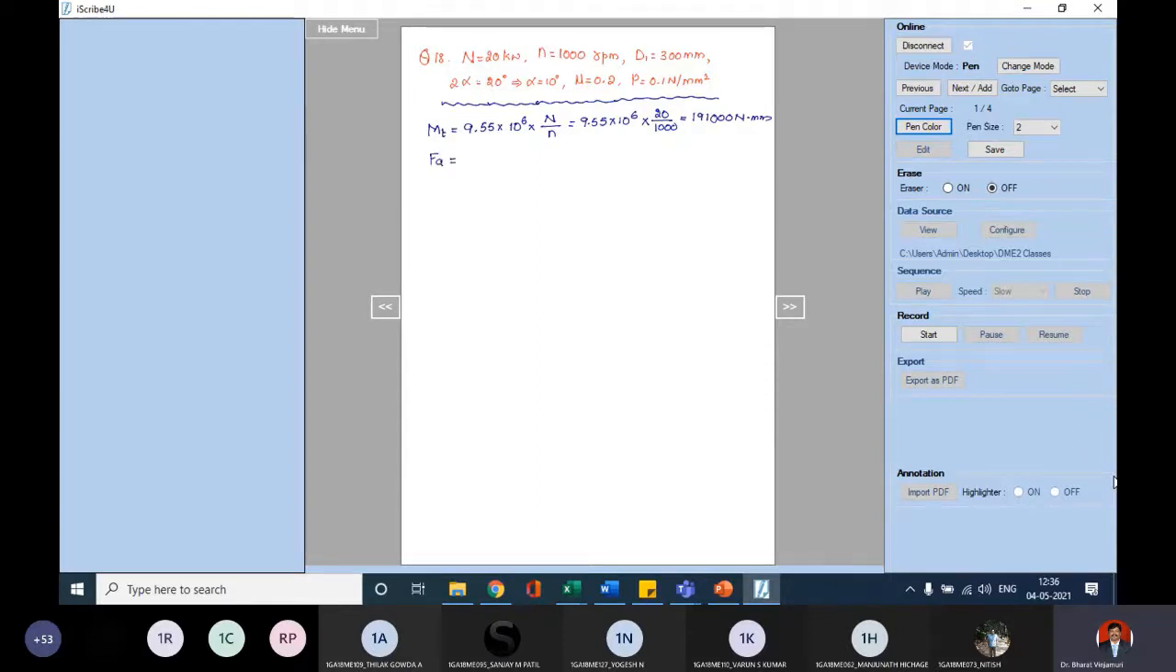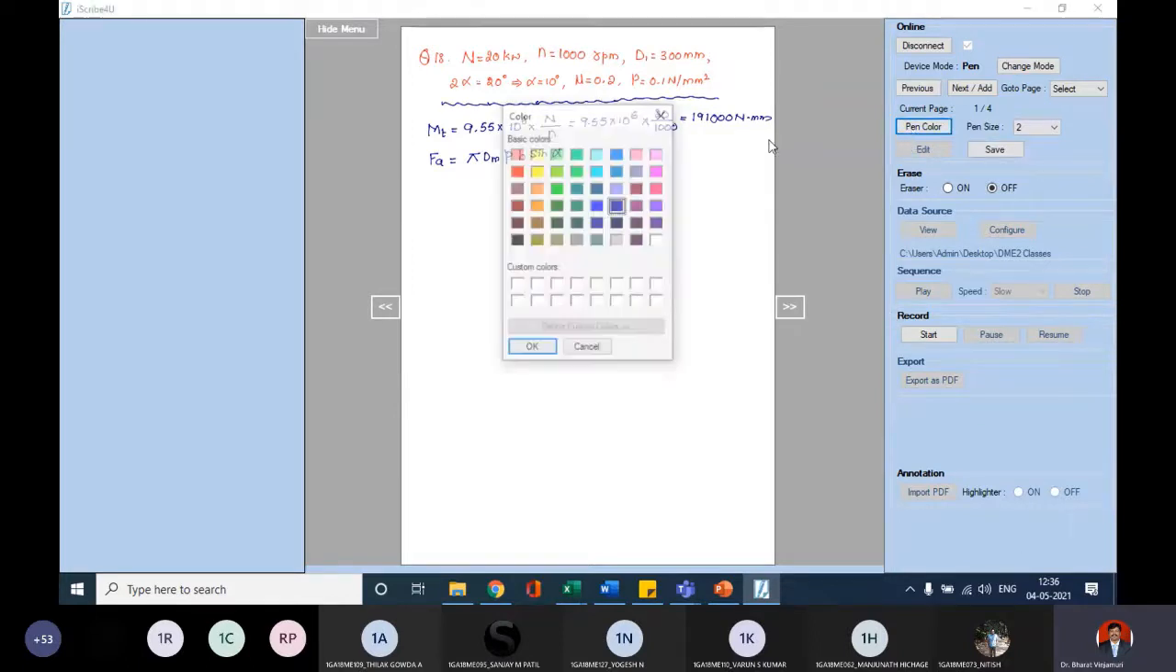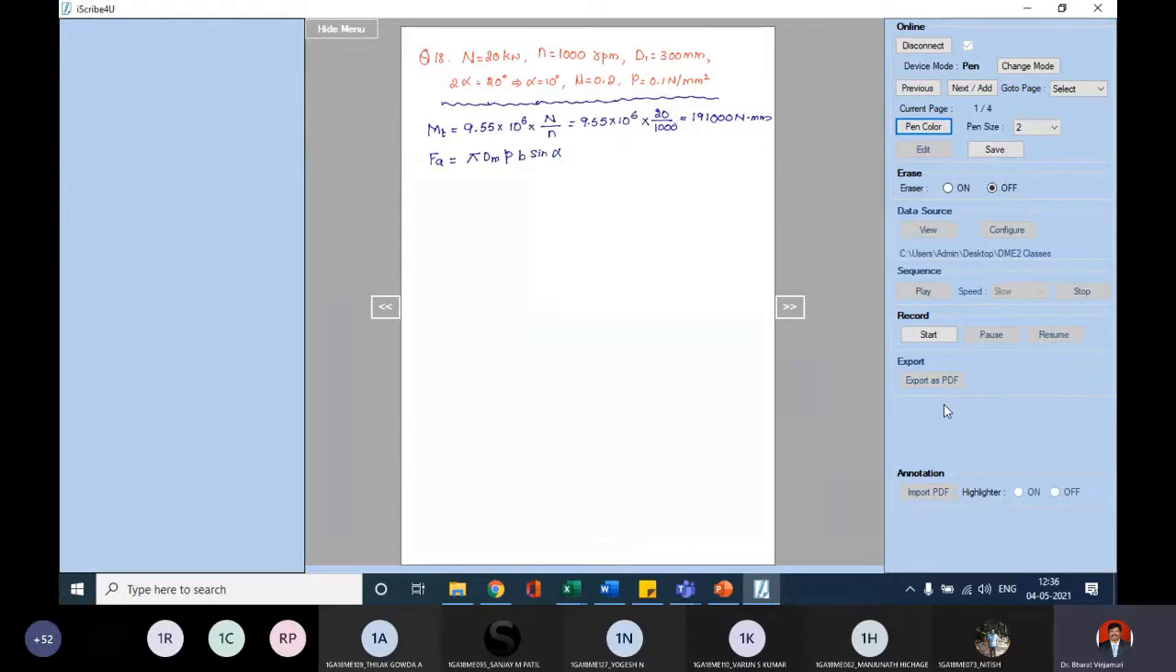Before I go for Fa, I'll write the equation of Fa but will not substitute anything: Fa equals pi dm b p into b sin alpha. Equation 19.75. Let me show you what exactly this equation is. What happens in this case? Fa is unknown. The value of dm is unknown. The value of b is unknown.